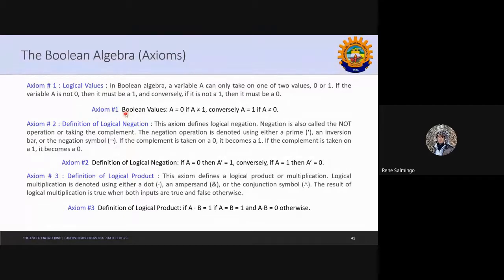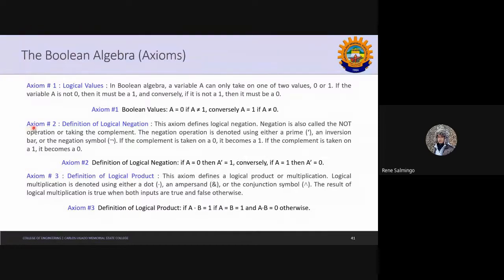So it provides us the value of A. If A is 0, then A is not 1, and if A is 1, then A is not 0. So that's the basic Boolean values.